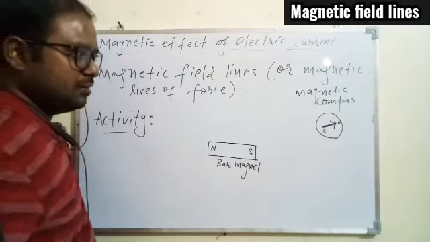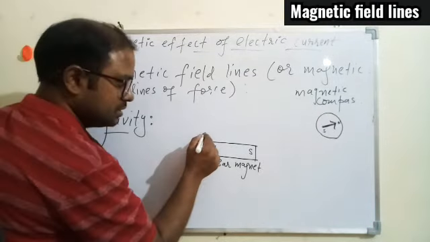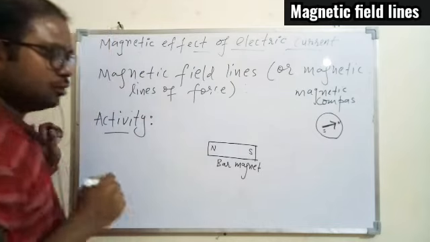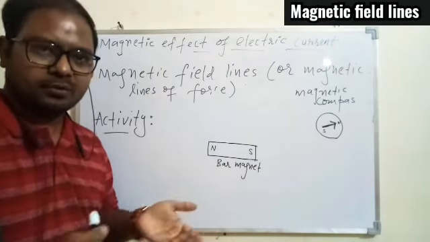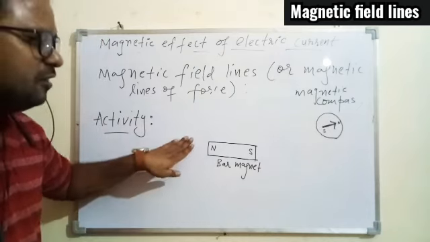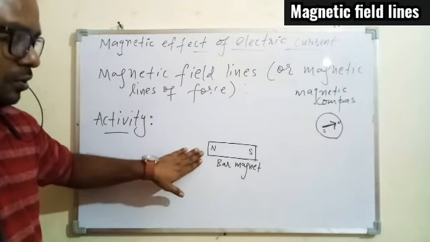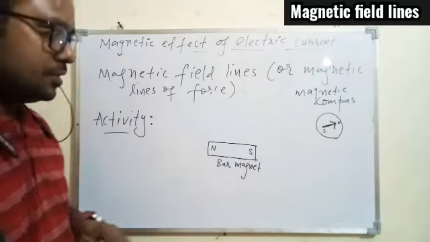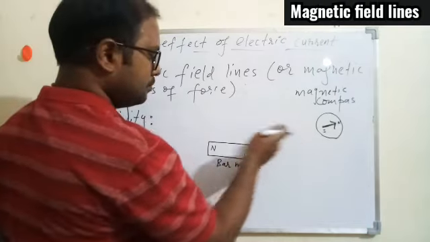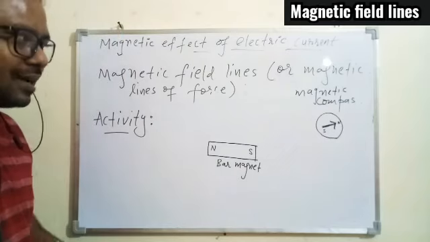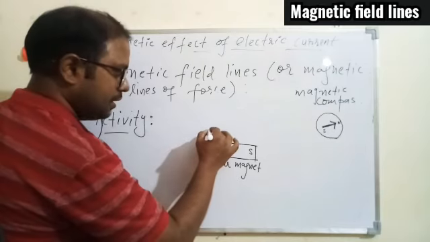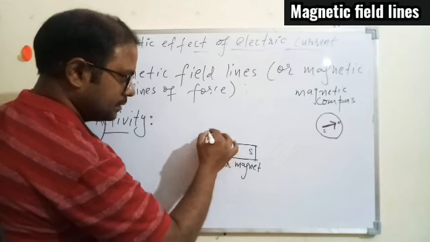So what is to be done? You have to place the magnetic compass here near the north pole of the magnet. Very first you place this bar magnet on a plain paper, white paper, and then nearby the north pole you bring the magnetic compass. So it is understood, if you bring the magnetic compass near the north pole, then south will be attracted because north and south attract each other.